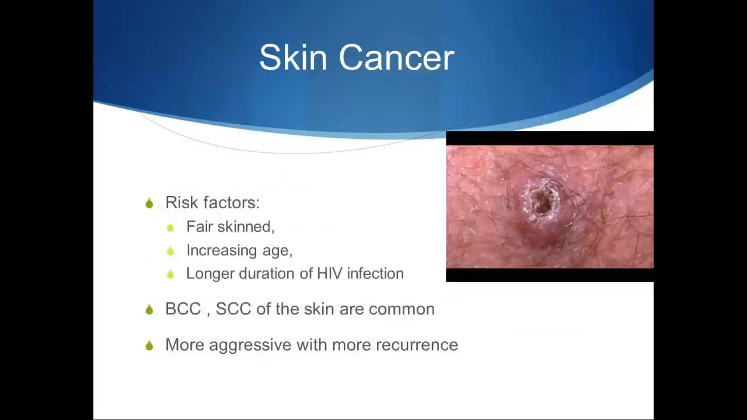Skin cancers. Risk factors are usually fair skin, increasing age, and longer duration of HIV infection. So we have an increased prevalence of basal cell carcinoma and squamous cell carcinoma in the HIV population. They are usually more aggressive in these patients and with more recurrence.